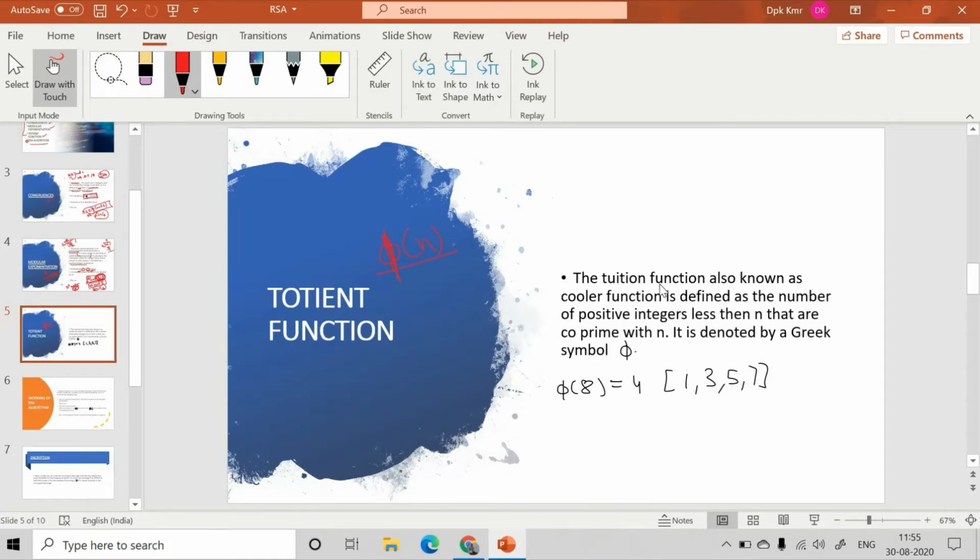Okay, the totient function is also known as the Euler function. I wrote it, but I used the dictate option in PowerPoint, so it may have pronounced it wrong. So the Euler function is defined as the number of positive integers less than n that are co-prime with n. Suppose I write, what is the totient function for 8? It will be 4.